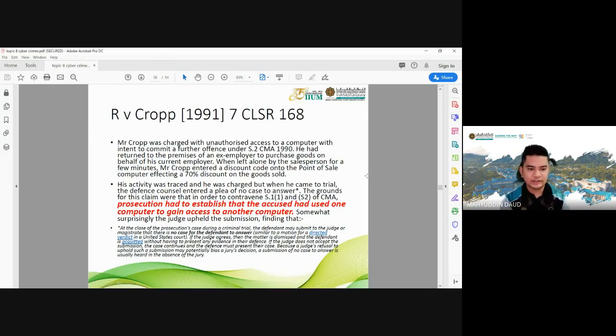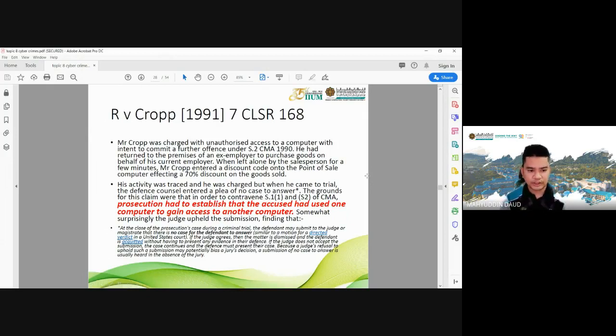So this was exactly the case illustrated in Croc. What happened was that he entered a discount code. There was a shop, and he was an employee. When left alone by a salesperson for a few minutes, Mr. Croc entered a discount code into the point of sale computer, effecting a 70% discount on the goods sold. His activity was traced, and he was charged.